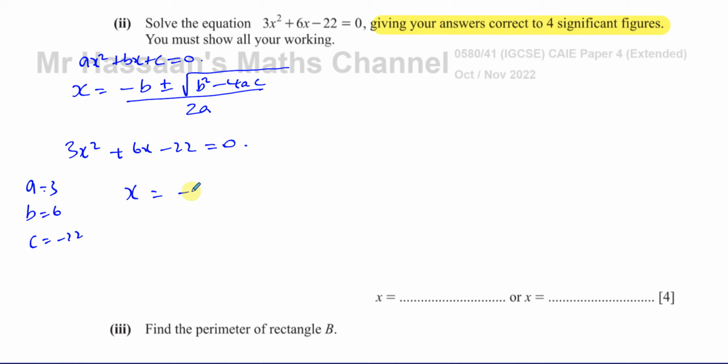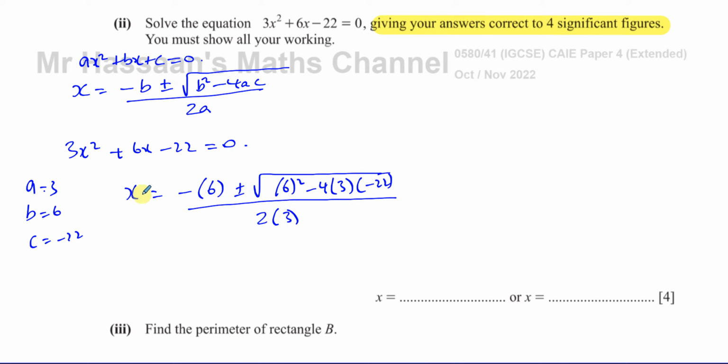So we have x equals minus b, so minus 6 plus or minus the square root of b squared, which is 6 squared, minus 4 times a, which is 3, times c, which is negative 22, all over 2 times a, 2 times 3. Now that is where you get your method marks from. Quoting the formula is not enough if you put everything in the wrong place. If you don't quote the formula but you put everything in the right place, you get the method marks. But if you just go straight to writing the answers down without showing any steps, you won't get any marks because they don't know what you've done.